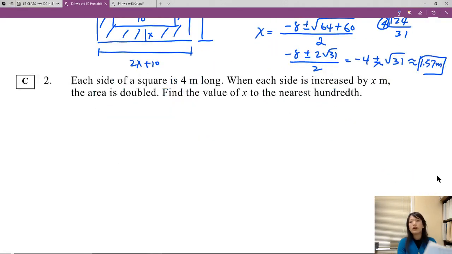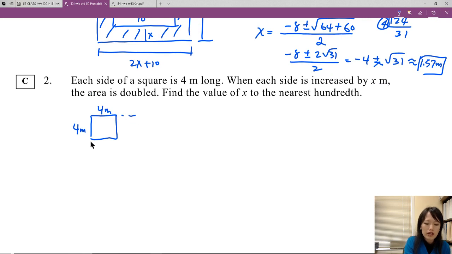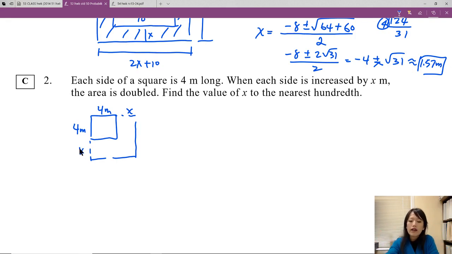Okay, next one, number 2. Each side of a square is 4 meters long. When each side is increased by x meters, the area is doubled. Let's think about what's going on with this question. Each side of a square is 4 meters. If you increase it by x, you get x longer on each side, and the area is doubled. Find the value of x to the nearest hundredth. So let's get an equation for this. It's not too difficult. Your new area is double the original, right? Katie, how do we write the equation?